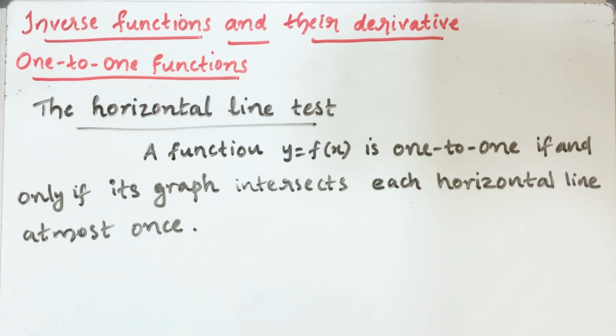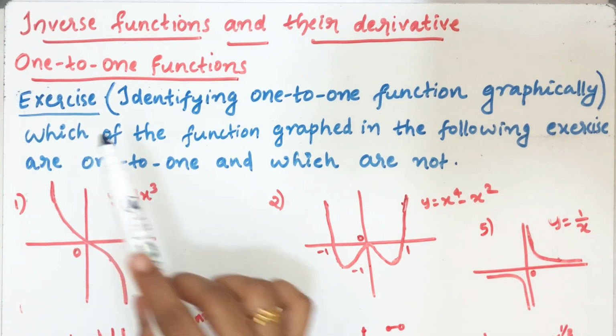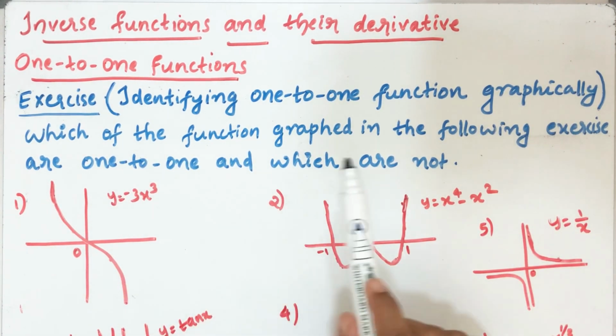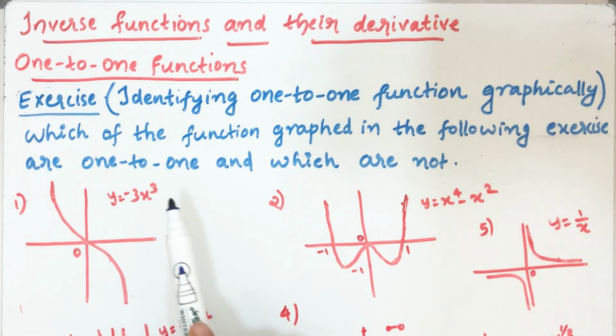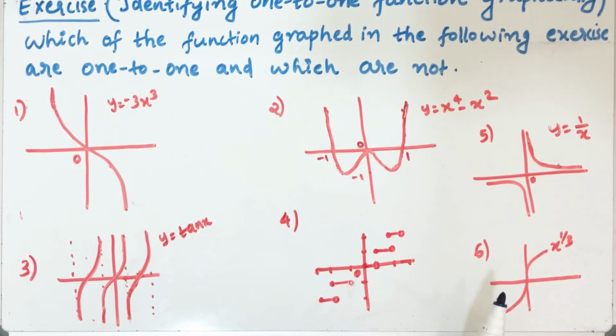Now we can solve some simple exercises using the horizontal line test. Exercise: identifying one-to-one functions graphically. Which of the functions graphed in the following exercise are one-to-one and which are not? Here 6 graphs are given. We can check which is 1-1 and which is not. By the horizontal line test, a function is 1 to 1 if and only if its graph intersects each horizontal line at most once.